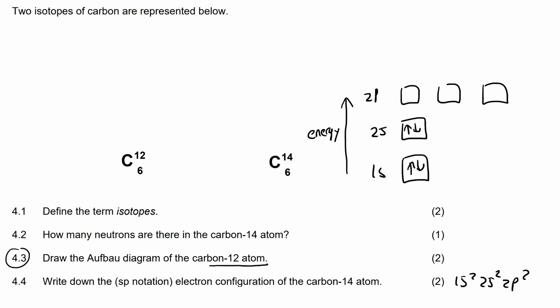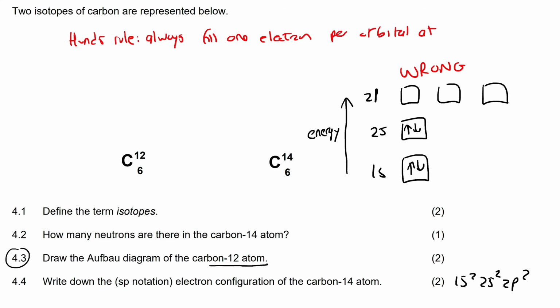So what are we going to do? Well, the wrong way would be to just put them both over there. There is something called Hund's rule, which pretty much says that we should do the following. Always fill 1 electron per orbital at a time. Each of these blocks are orbitals, so you only put one at a time.